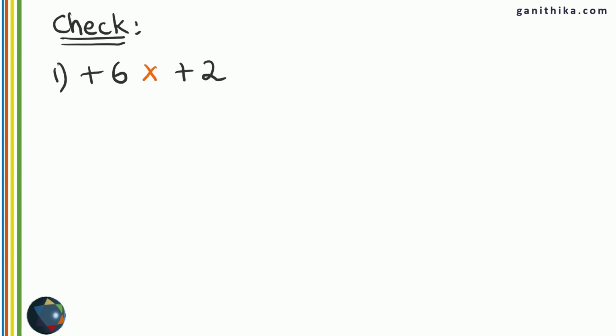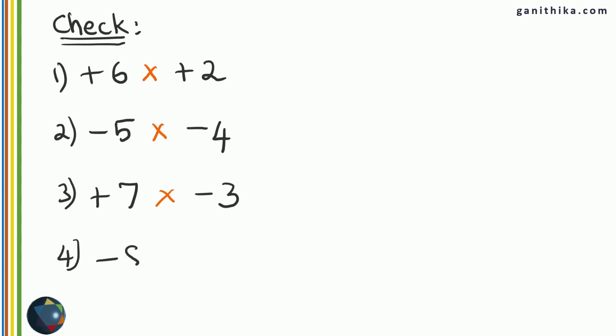Positive 6 multiplied by positive 2, positive. Next is negative, negative, positive, negative, negative, positive. So when you multiply two numbers, multiply the positive numbers 6 and 2, 5 and 4, 7 and 3, 8 and 5. And according to the signs of the two numbers, put the signs to the results.